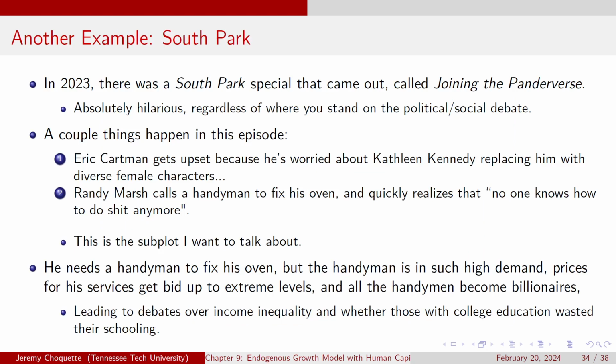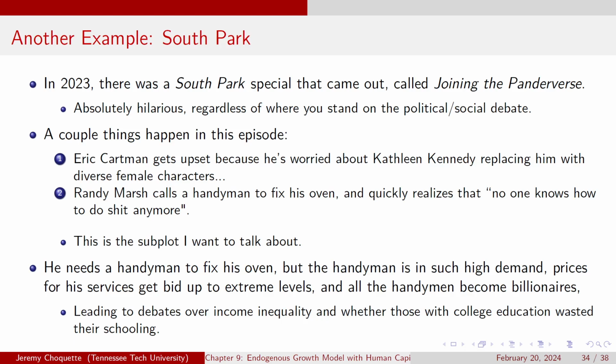Now, if you don't know what that is, there's a South Park special that came out last year called Joining the Panderverse. It's totally fantastic. Really, really funny, regardless of where you stand on the political or social debate of the main story. Now, it's a little bit of a hot button political issue, so I'm just going to conveniently pass right by that, which is the first thing that happens in the episode, where Eric Cartman is concerned that Kathleen Kennedy is going to try to replace him with diverse female characters.